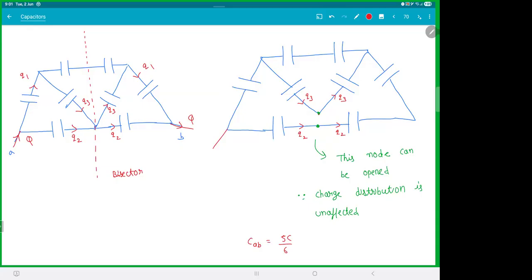Why can you remove the node? Because there is a symmetry. The charges on the left and the right are identical. So if you remove the node, the charges won't get affected. So it doesn't matter. Any doubts on this?